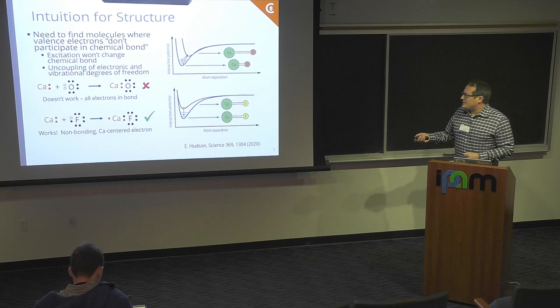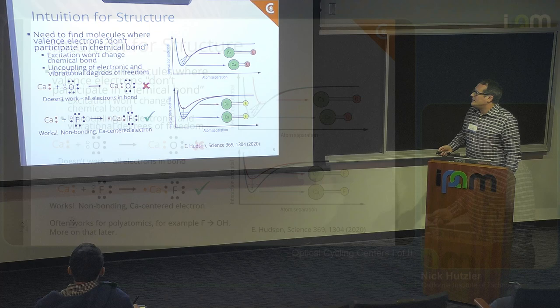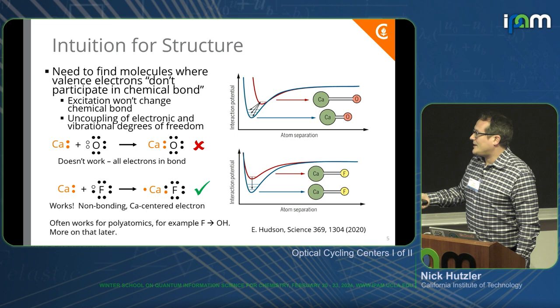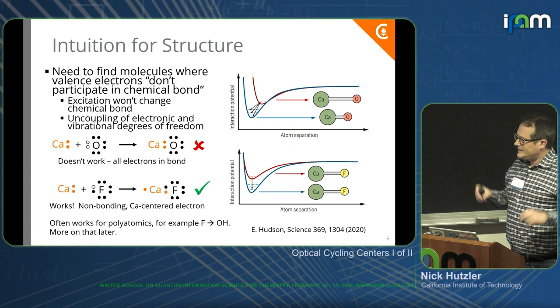And so when you excite that electron, the molecular properties don't really change very much. It's sort of like an electron just hanging around this molecule. And this molecule actually does have this structure. It's more complicated than the dots, and we'll talk about it. But it turns out this also works if instead of something like fluorine, you have something that bonds like fluorine, like OH.